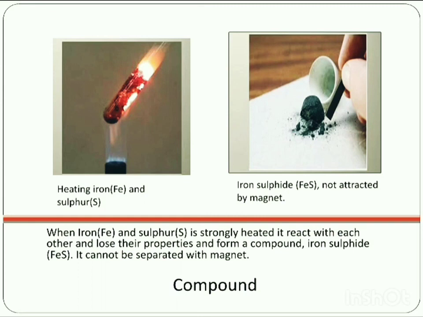Now it is a new compound, iron sulfide, and it cannot be separated with a magnet, as you saw in the case of the mixture. So it is now what? It is a compound. So this is all about mixtures and the difference between compounds and mixtures.